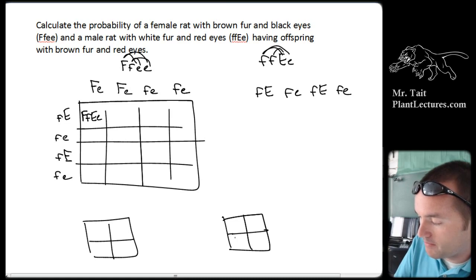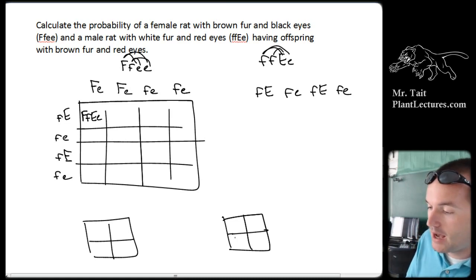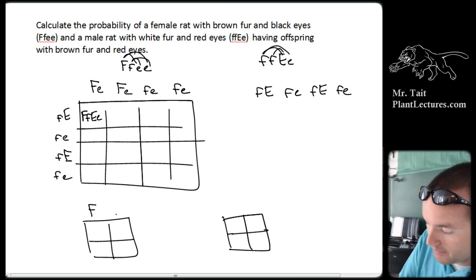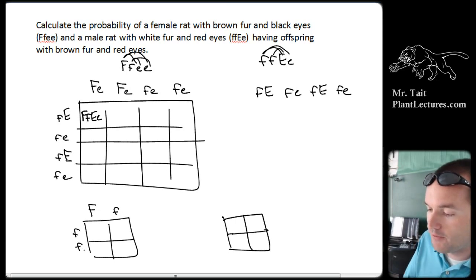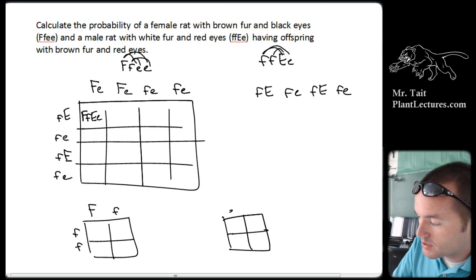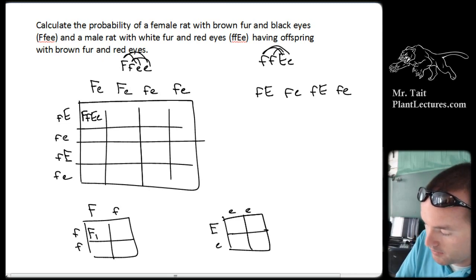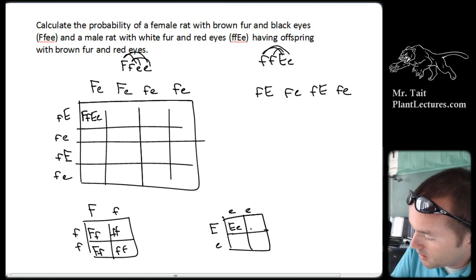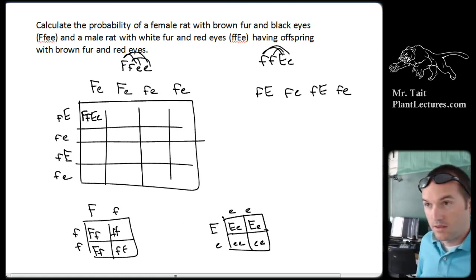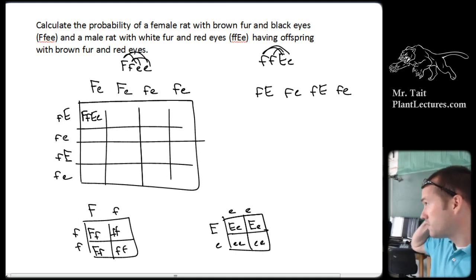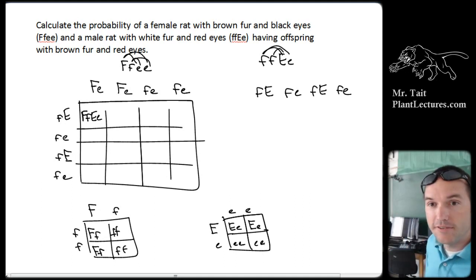One for each trait. So the first trait is fur, and so we've got big F, little f, and little f, little f. And the second one is for eye color, big E, little e, and little e, little e. Make sense? Is this easy enough?